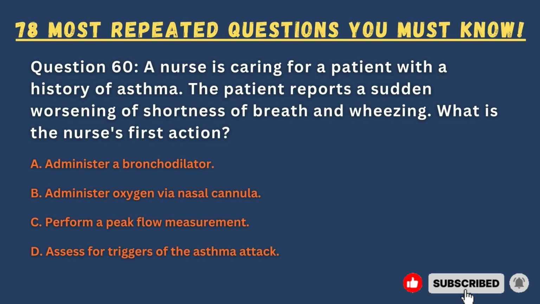Question 60. A nurse is caring for a patient with a history of asthma. The patient reports a sudden worsening of shortness of breath and wheezing. What is the nurse's first action? A. Administer a bronchodilator. B. Administer oxygen via nasal cannula. C. Perform a peak flow measurement. D. Assess for triggers of the asthma attack.